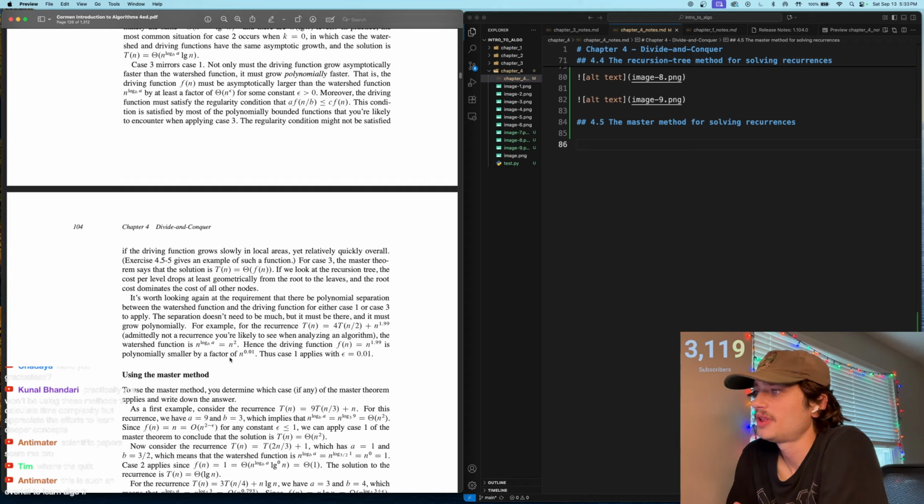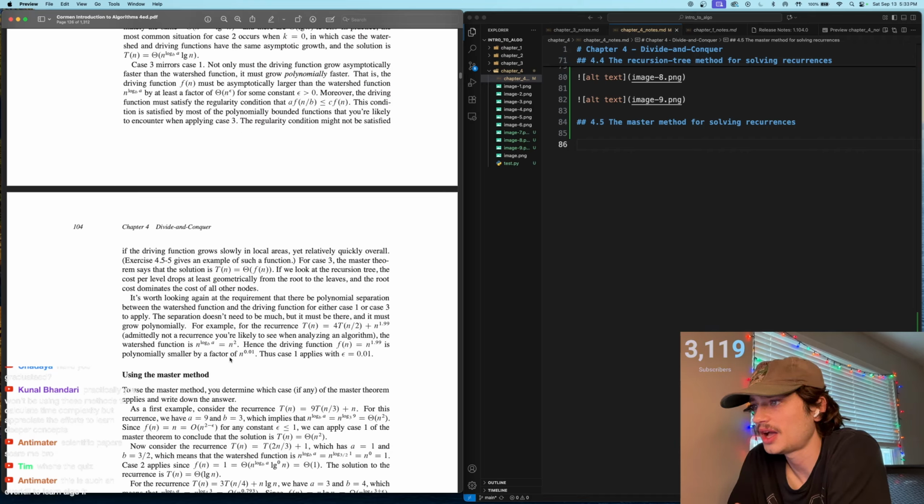It's worth looking again at the requirement that there be polynomial separation between the watershed function and the driving function in either case 1 or case 3 to apply. The separation does not need to be much, but it must be there, and it must grow polynomially. For example, for the recurrence T(n) = 4T(n/2) + n^1.99, admittedly not a recurrence you're likely to see when analyzing an algorithm, the watershed function is n^(log_b a), which is equal to n^2. Hence, the driving function f(n) = n^1.99 is polynomially smaller than the watershed function by a factor of n^0.01. Thus, case 1 applies with a constant value of 0.01.